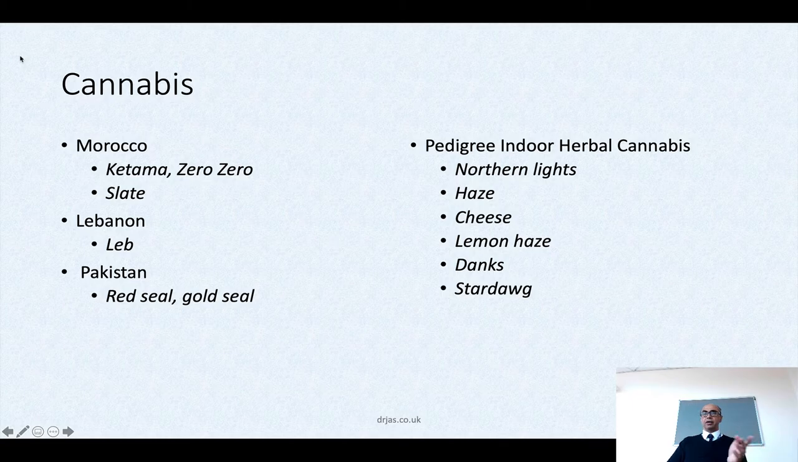On the left-hand side there, these are some of the different names that were given to hashish. Hashish is the block form of cannabis. Certainly in the 80s and 90s, Gold Seal and Red Seal from Pakistan were very popular types of hash. Leb was a much lighter coloured, sort of golden hashish from Lebanon. And then from the mid-90s, you had the variety of skunk weeds coming. Skunk is the umbrella term for the high-potency weeds. I think Northern Lights and Haze were among the prototype skunks. Stardog is quite popular these days.